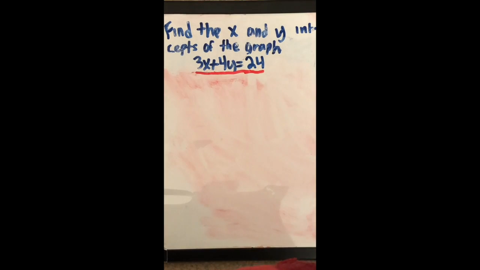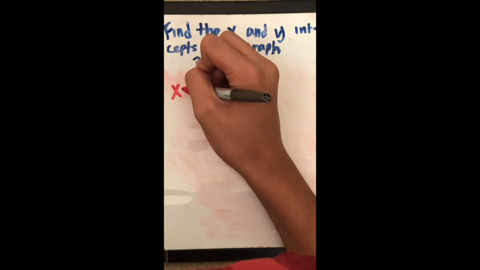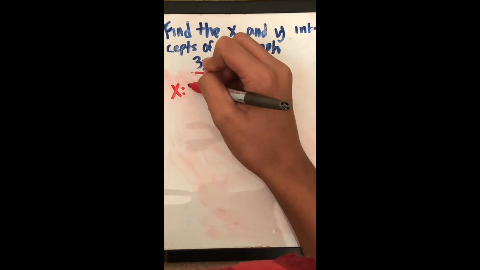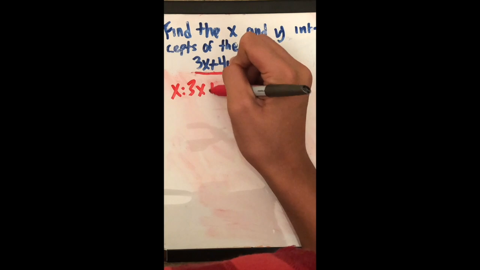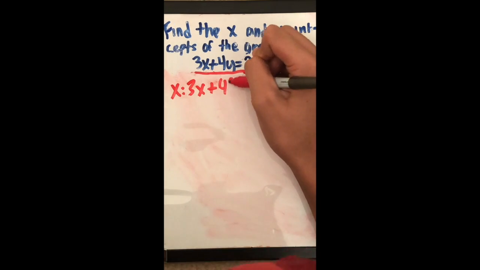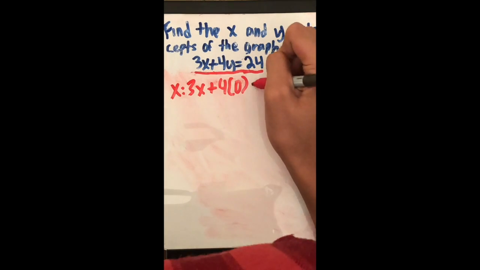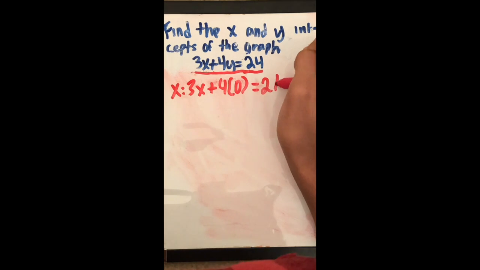So now that you understood the last part, let's just do the same thing again, just another question. So instead of 3x plus 4y equals 6, we're doing 3x plus 4y equals 24. So just like last time, we're going to start with the x-intercept, and we're going to write 3x plus 4, and we're going to substitute 0, just like the last part, equals 24.